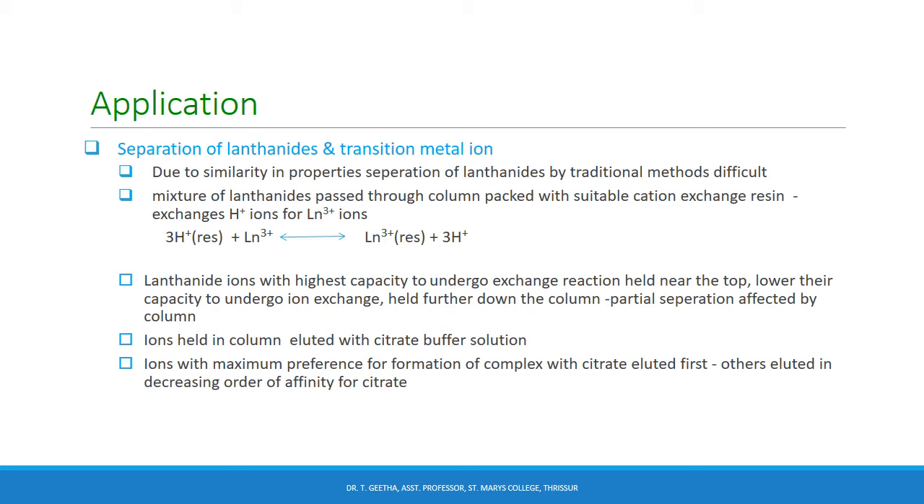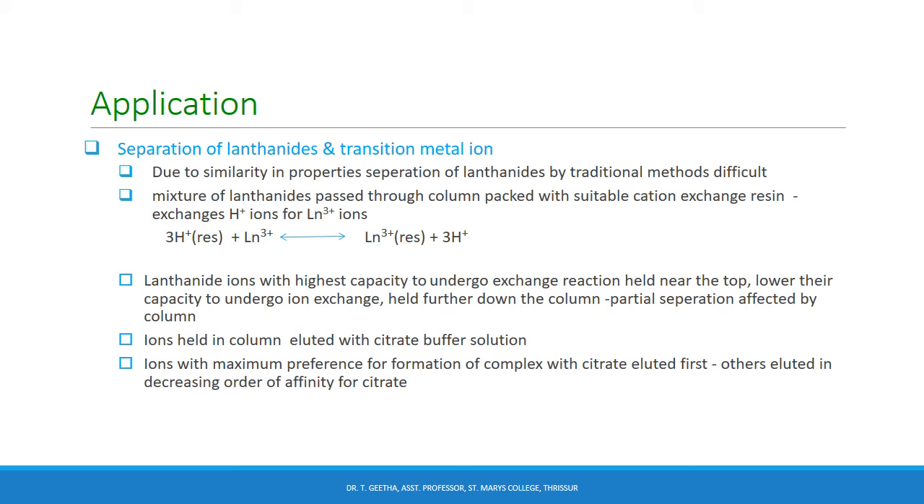A mixture of lanthanides is passed through a column packed with suitable cation exchange resin. As they pass through the column, the lanthanide ions are exchanged for H+ ions. The lanthanide ions with highest capacity to undergo exchange reaction are held near the top. Those with lower capacity to undergo the ion exchange are held towards the bottom of the column, thus affecting partial separation.